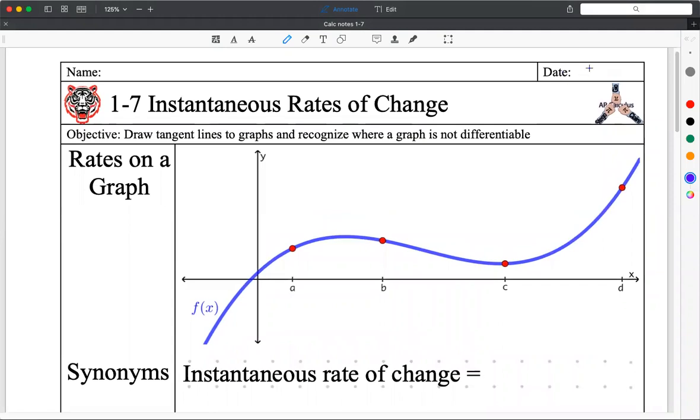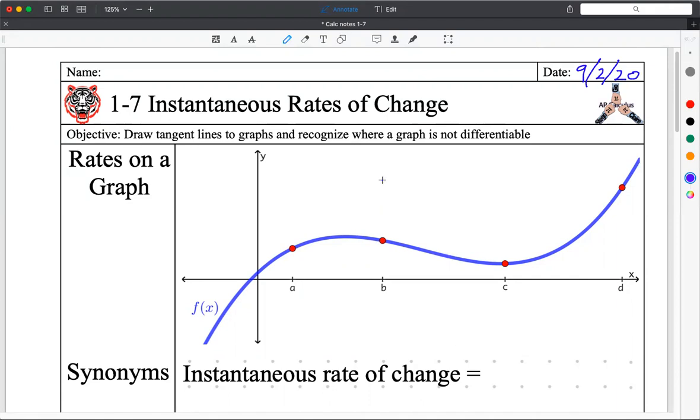By the way, today's date is Wednesday, September 2nd, 2020. Our objective for the day, go ahead and read it, Fiona. Draw tangent lines to graphs and recognize where a graph is not differentiable. There it is, okay. So a bit of things to go in there.